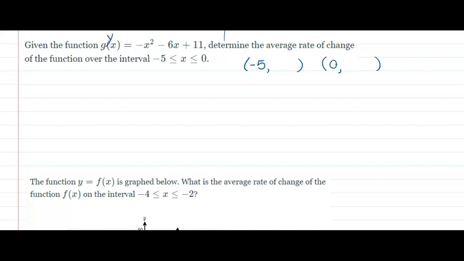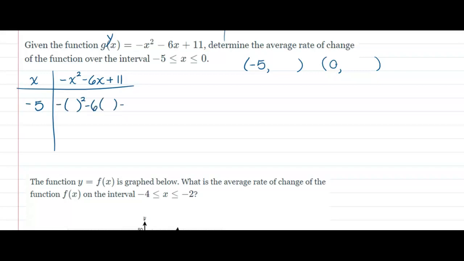Remember, g of x is just another name for y. So if I know my x value and I know my y expression is -x squared minus 6x plus 11, I can figure out what that value would be. So when x is -5, I'm literally going to take out all the x's and evaluate. I'm going to put a -5 in everywhere I had an x, and use parentheses because that will help you get the correct sign.